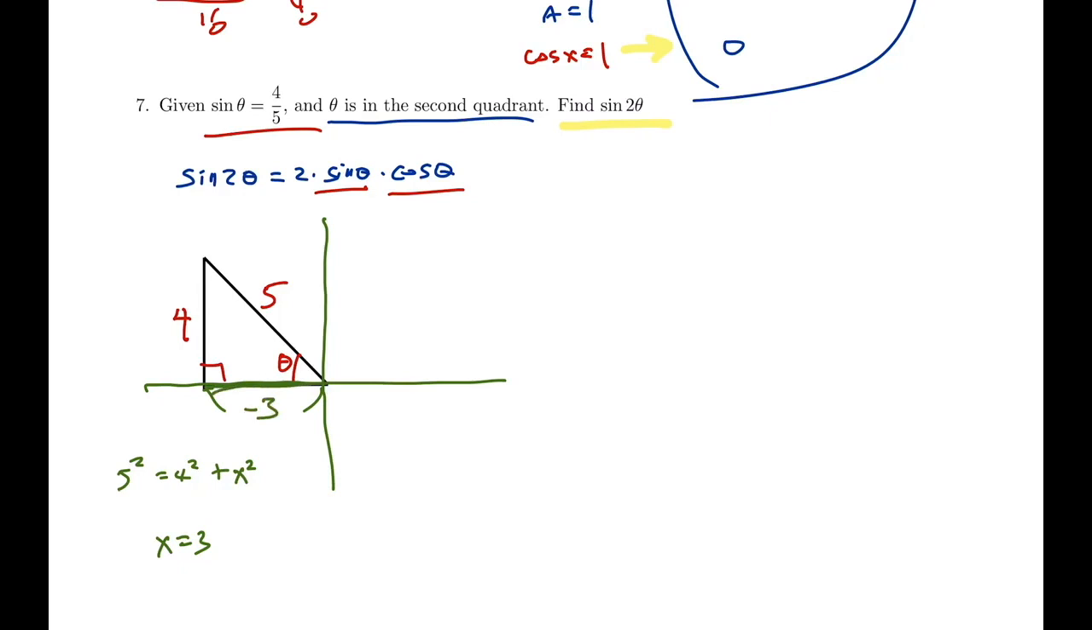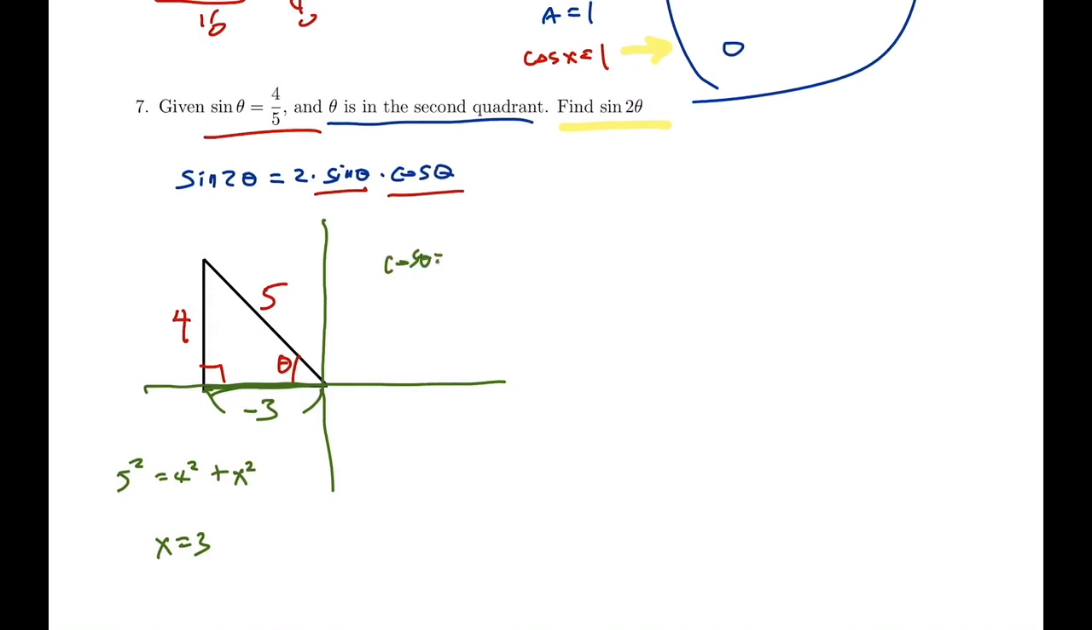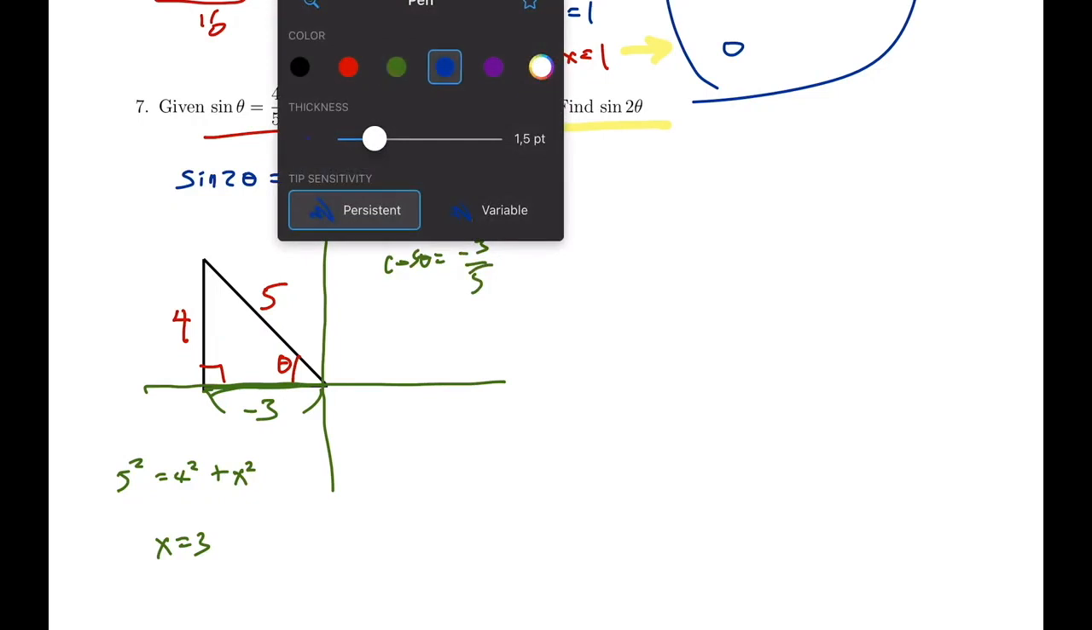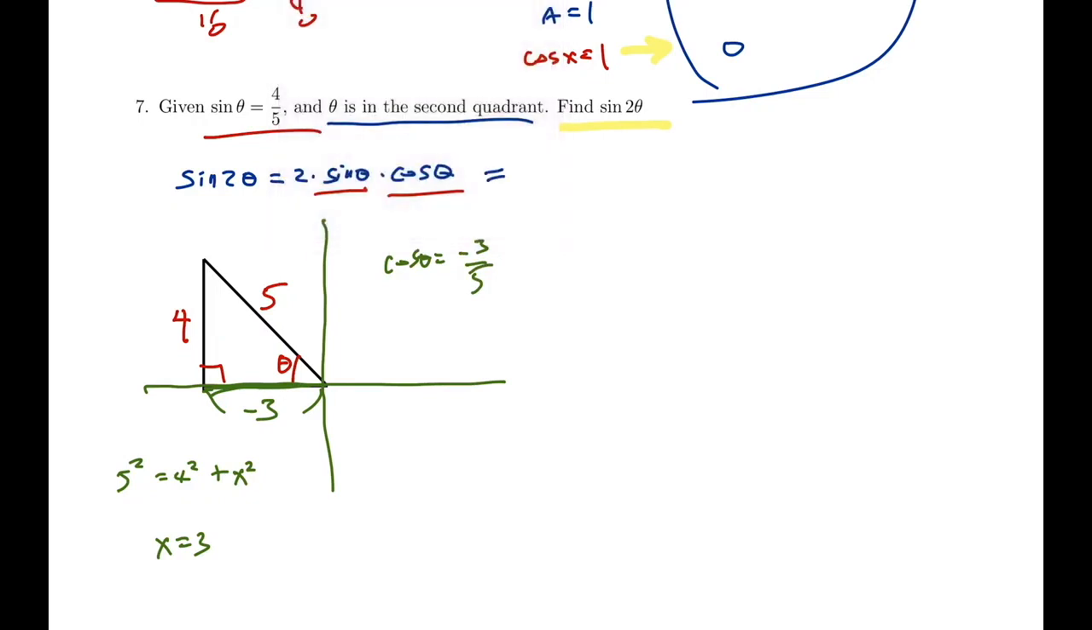Okay, think of unit circle. If you think of unit circle, right, the second quadrant cosine value is negative. Same here as well. So it must be negative 3. So this tells us that cosine theta is actually negative 3 over 5. So if we want to find sine 2 theta, we'll get 2 times sine theta 4 over 5 times negative 3 over 5. And multiply, we get negative 24 over 25. This is the final answer.